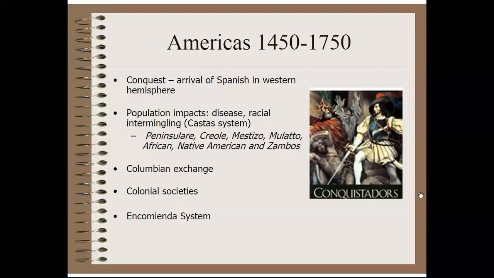From 1450 to 1750, the Americas are going to be colonized. It's going to start with the arrival of the Spanish in the Western Hemisphere. The biggest impact, the biggest killer of the Native Americans was disease.